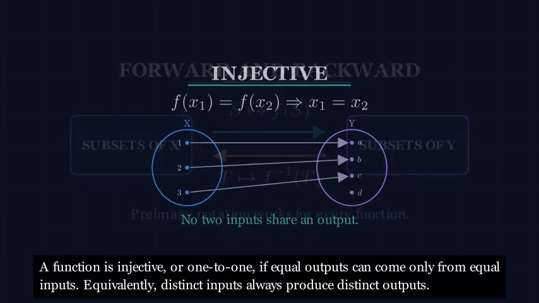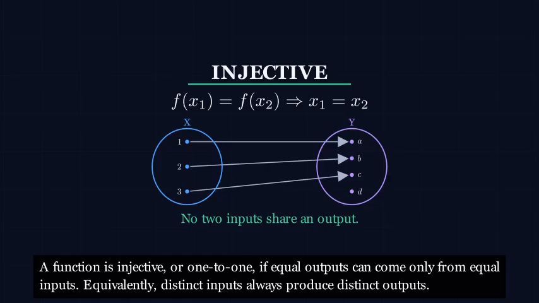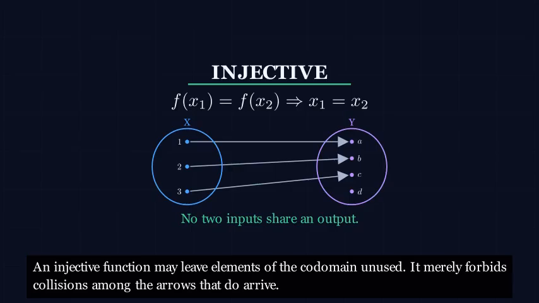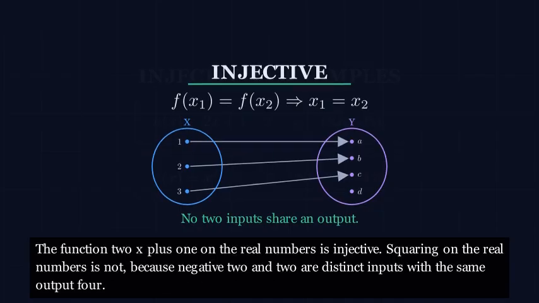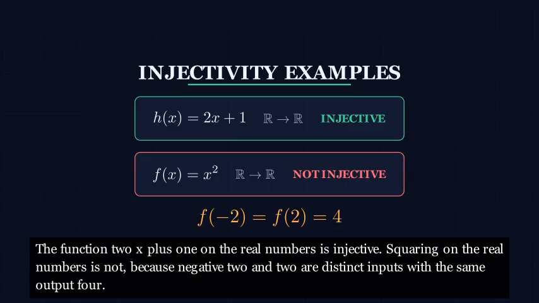A function is injective, or one-to-one, if equal outputs can come only from equal inputs. Equivalently, distinct inputs always produce distinct outputs. An injective function may leave elements of the codomain unused. It merely forbids collisions among the arrows that do arrive. The function 2x + 1 on the real numbers is injective. Squaring on the real numbers is not, because -2 and 2 are distinct inputs with the same output 4.